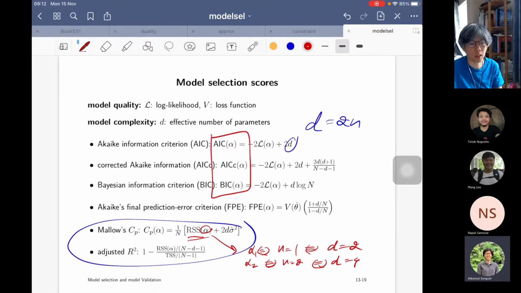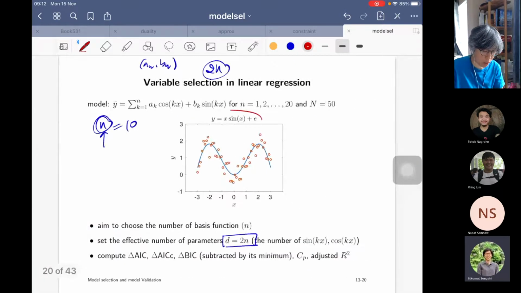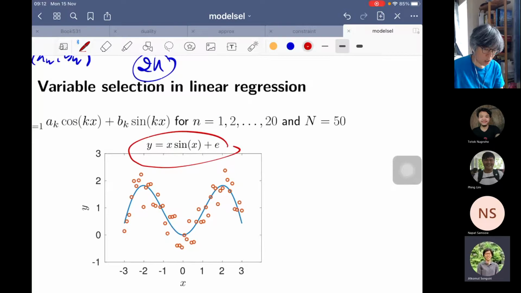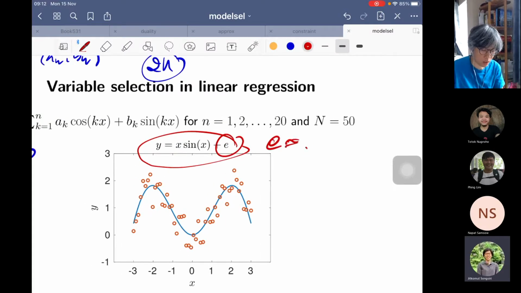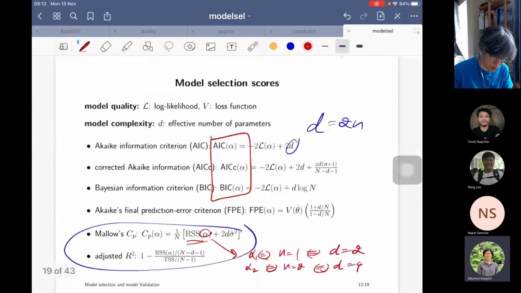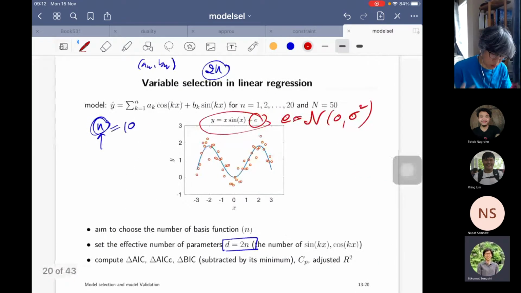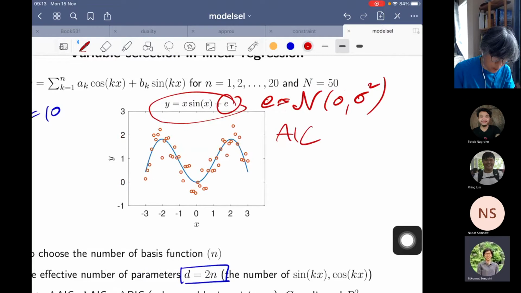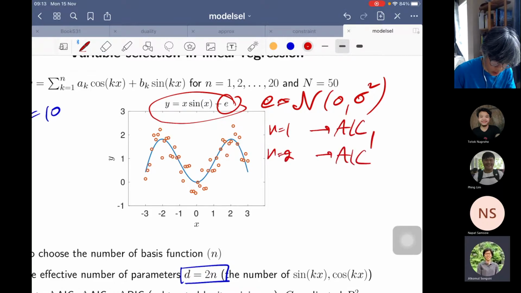And for the score based on the log likelihood, recall that the log likelihood can be derived only when you assume a statistical distribution of the random variables in the process. You can assume that your e is normal. When e is normal, derive the log likelihood and evaluate these scores. We will come back to the details of this evaluation, but here I just would like to present some results. When you calculate AIC, when n equals 1, you get AIC 1, n equals 2, you get AIC 2, and so on. When n equals 20, you get AIC 20.